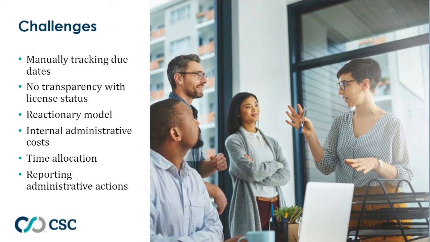So trying to manually understand when these are coming due is a massive challenge, especially as you scale and grow, or if you're a large organization, or you just don't have the sheer time, which is one of the items here: the sheer time allocation. But really, what happens with this is you get into a reactionary model. You're constantly playing catch-up. It's hard to be proactive.